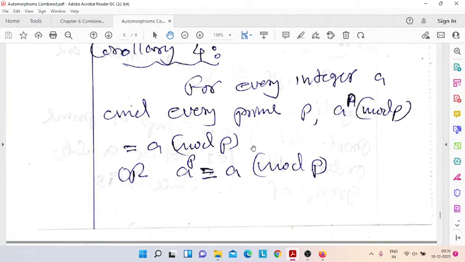For every integer a and every prime number p, a raised to p mod p equals a mod p. That means when a raised to p is divided by p, we get a remainder, and the same remainder we get when a is divided by p. Or you can write that a raised to p is congruent to a mod p, if you know the meaning of that congruence relation.